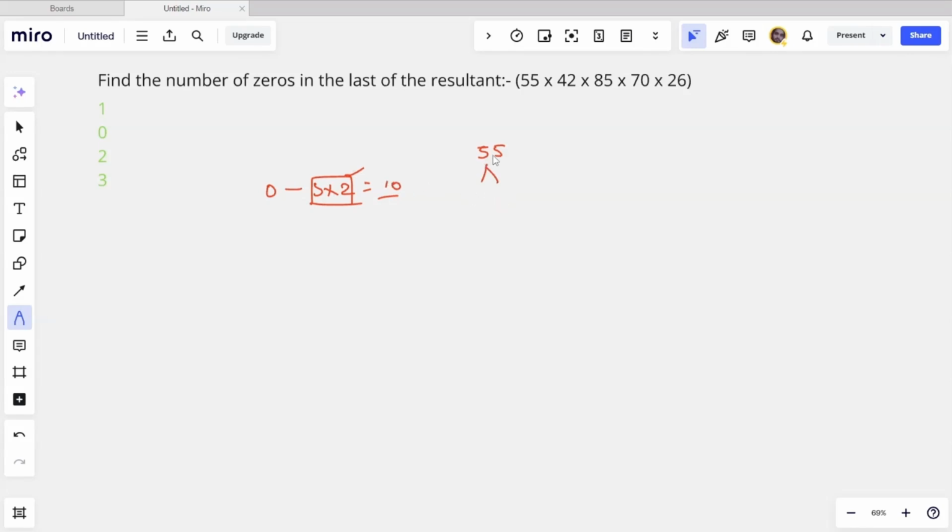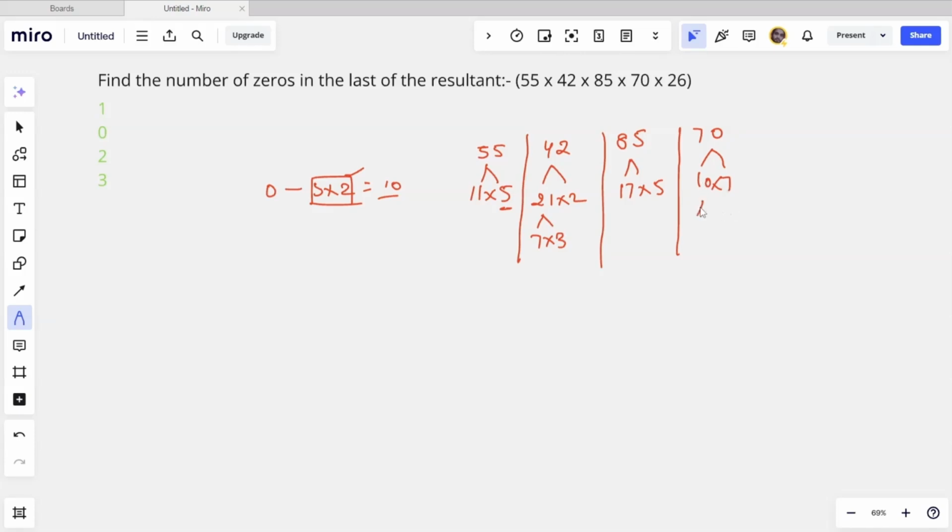Okay, so what is the prime factorization of 55? Which is 11 into 5. This is the prime factorization, and we have one 5 here. Okay, now the prime factorization of 42 is 21 into 2, and it is 7 into 3. Okay. Now let's find the prime factorization of 85, and it will be 17 into 5. Okay. So now let's find the prime factorization of 70, which is 10 into 7, and 2 into 5. Okay. Now let's find the prime factorization of 26. It will be 13 into 2.